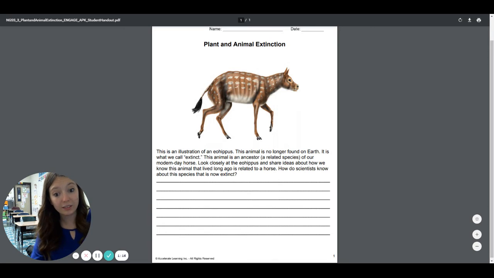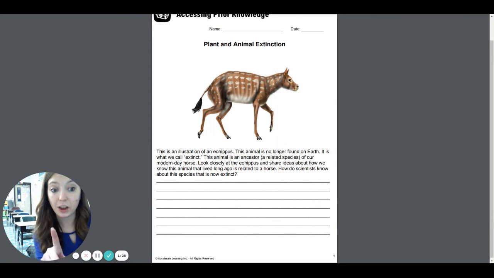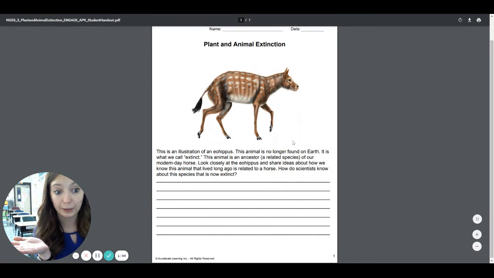So you have two things that you need to talk about in your answer. Notice they've given you lots of lines, so one sentence or two sentences will not do. Try to use some detail. You need to do two things. You need to first give some ideas of how we know it's related to a horse. So compare this to a horse. What's similar between an eohippus and a horse? Write those similarities down. It's related to a horse. I can tell it's related to a horse because, and give your reasons why.